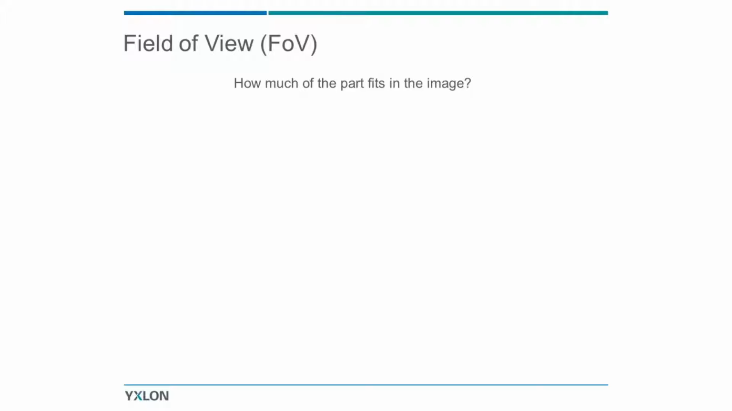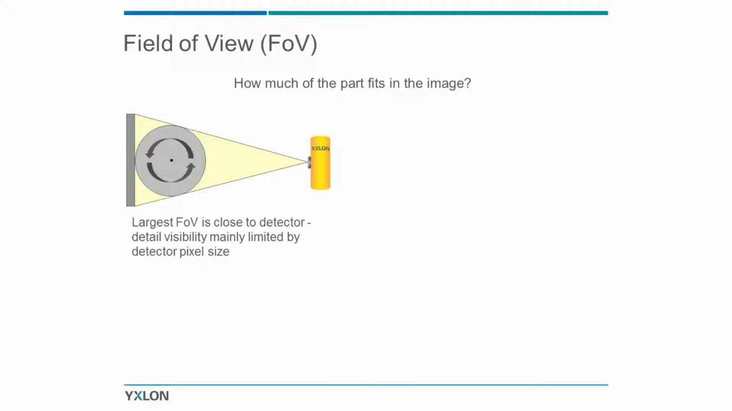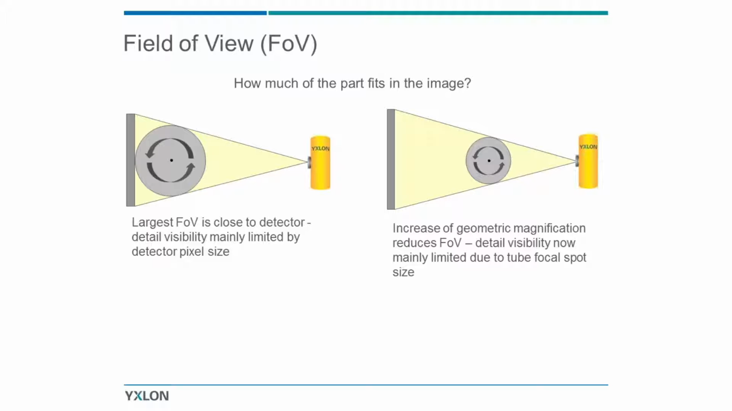So the next question is, how do we position the part in the field of view? In one case, if you have a large part, you have it close to the detector. In another case, if you want to magnify more, if you want to see more detail, you move the part closer to the tube. But as you can see, you lose field of view.